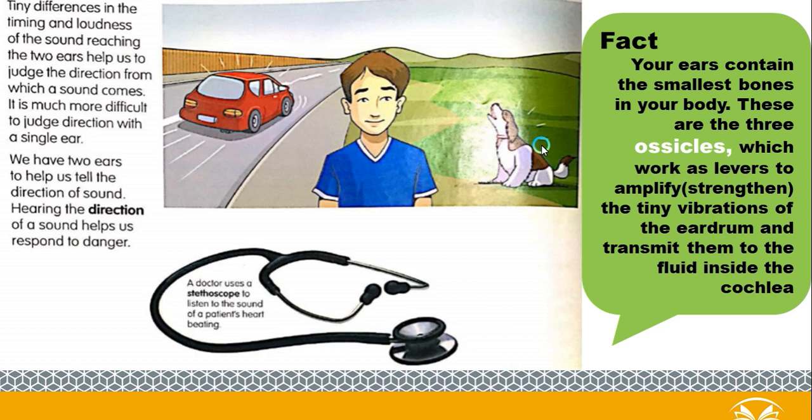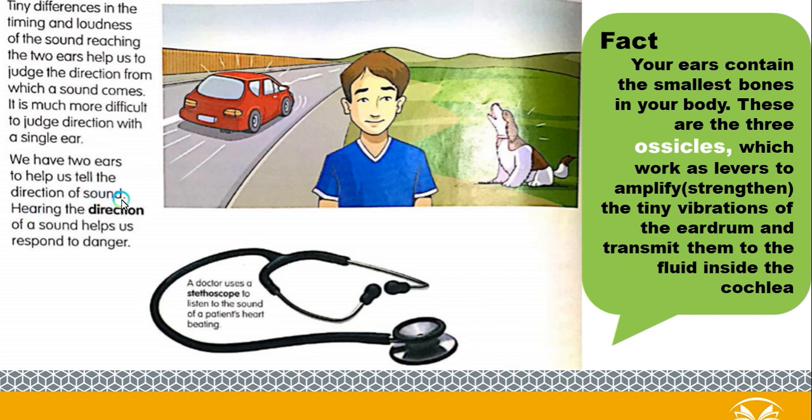So whatever sound you're hearing, having two ears makes you judge the direction the sound is coming from. It is more difficult to judge direction with a single ear. If you have one ear closed and you are hearing sound from different directions, you will not know. It's very, very difficult. So we have two ears to help us tell the direction of sound.